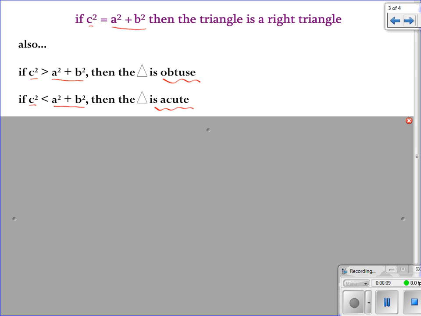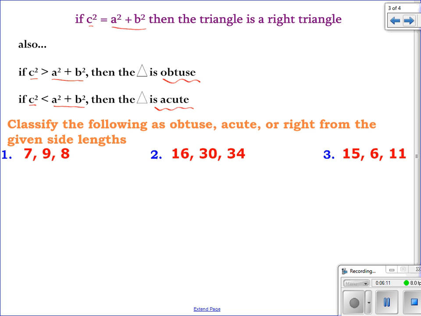So we're going to try that with these three examples. We are going to write it a little bit backwards here. So c squared is going to be on the left.